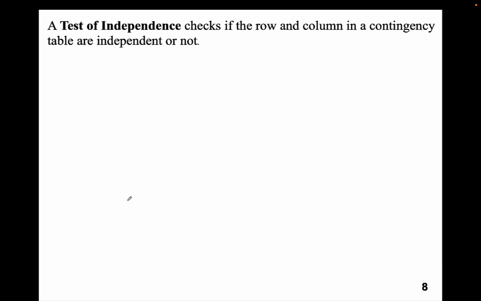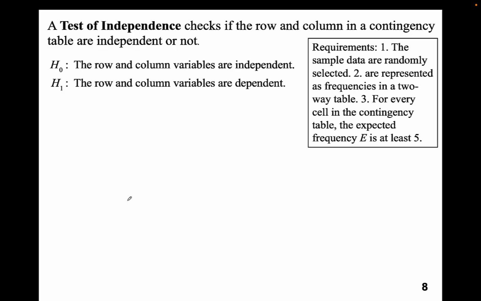Okay. Chapter 11 has a second test. So we have the goodness of fit chi-square test in Chapter 11, and we also have the test of independence. Test of independence checks if the rows and the columns in a contingency table are independent of each other or not. We'll set up the null and alternative hypothesis, where the row and column variables are independent for the null hypothesis, and the row and column variables are dependent for the alternative hypothesis.